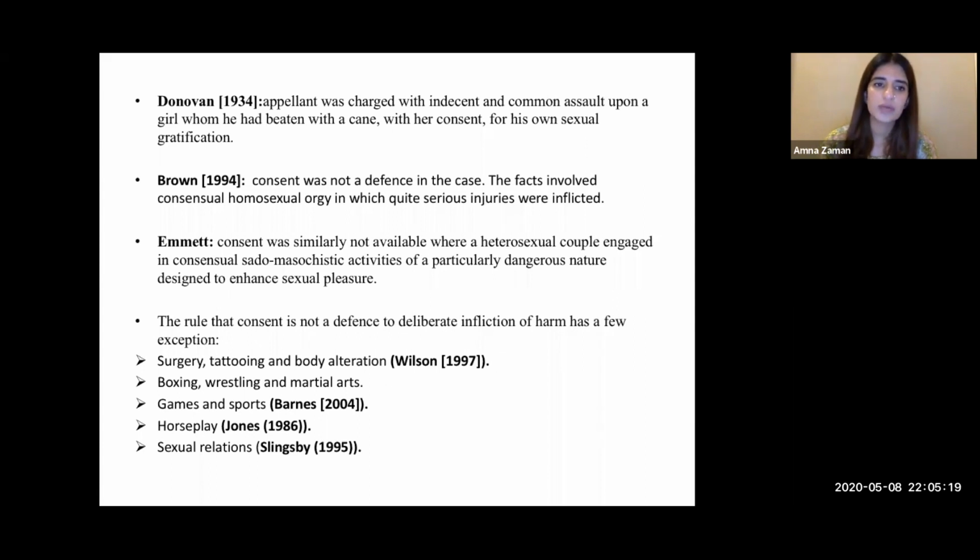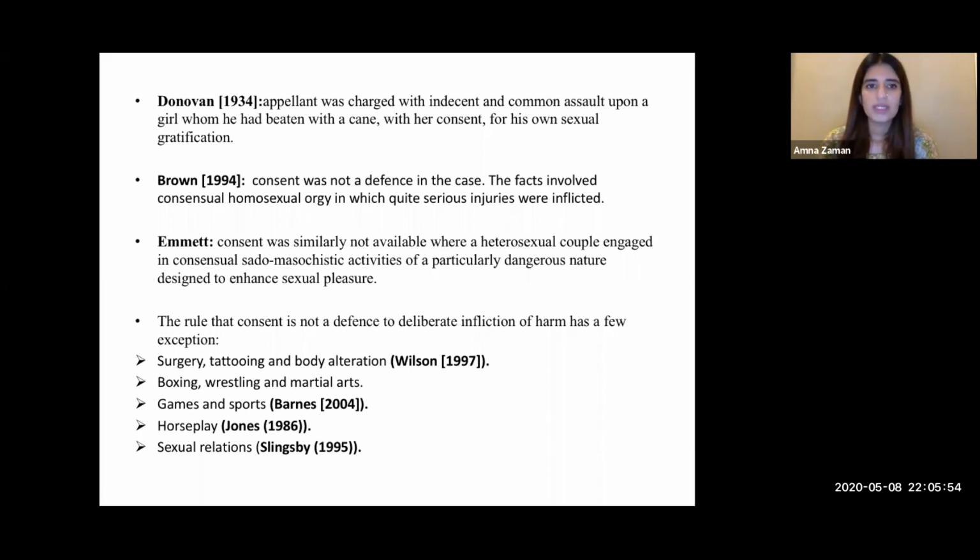Similar decisions were reached in Brown and Emmett. Both the cases involved sexual activity involving the infliction of harm on the other partners. In both the cases, although the parties had consented to the infliction of harm for sexual gratification, the defense was not available, and consent could not help them get away with what they had done. Because if the purpose of the sexual activity is to inflict harm, it cannot be consented to.